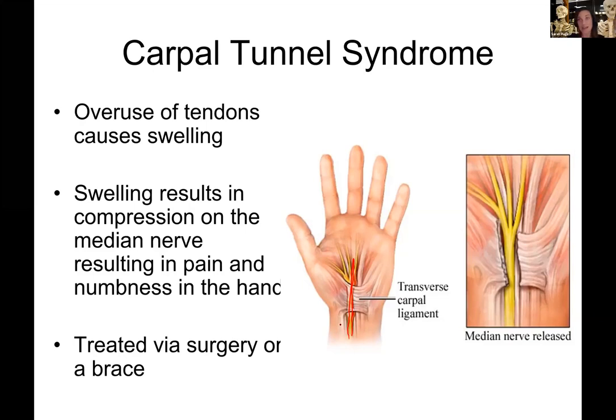If that does not help, then they will do carpal tunnel surgery. And in the surgery, they will go in and cut through that flexor retinaculum. So you can see that image on the right. They have cut through that flexor retinaculum, and all they're doing is just alleviating the pressure. Okay, now this is going to make your wrist less stable if they cut through that, but it does alleviate the pain.